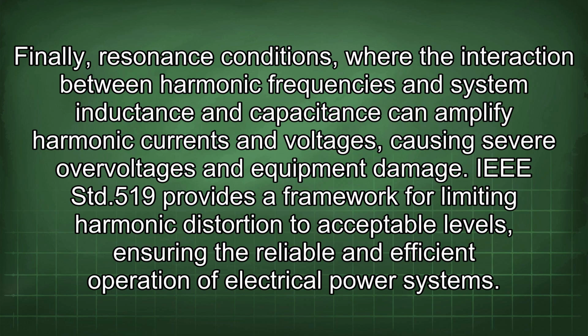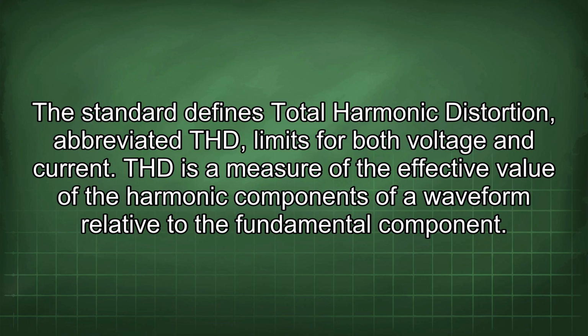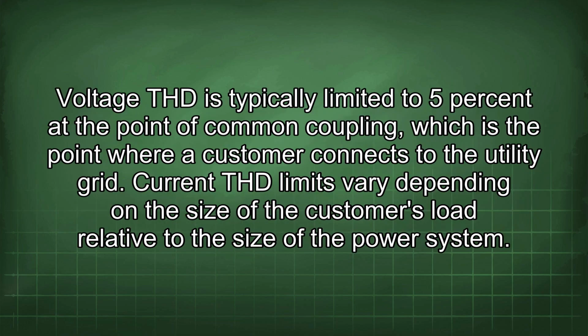IEEE Std.519 provides a framework for limiting harmonic distortion to acceptable levels, ensuring the reliable and efficient operation of electrical power systems. The standard defines total harmonic distortion, abbreviated THD, limits for both voltage and current. THD is a measure of the effective value of the harmonic components of a waveform relative to the fundamental component. Voltage THD is typically limited to 5% at the point of common coupling, which is the point where a customer connects to the utility grid.